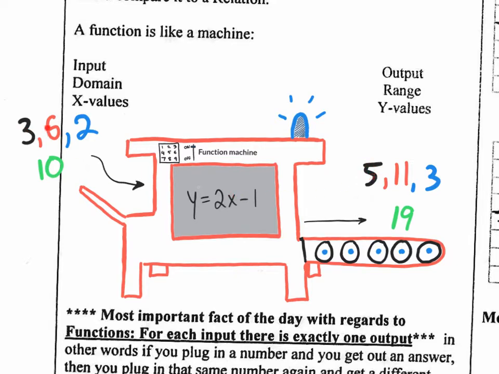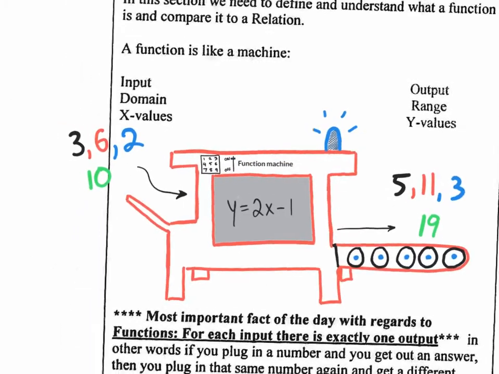Okay? Plug in 6. 6 gets plugged in right into the x. 2 times 6 is 12. 12 take away 1 is 11. So for my input 6, I get the output 11. And when I say output is 11, that really means 2 times 6 is 12, take away 1, y equals 11.